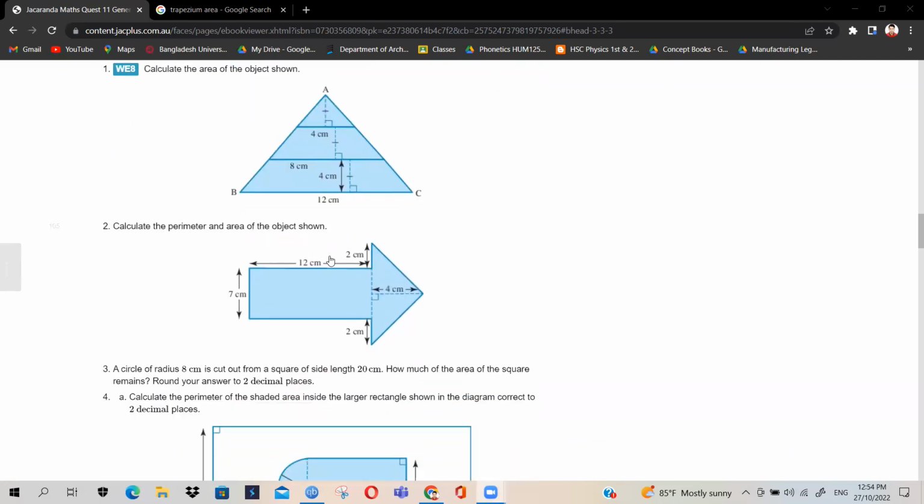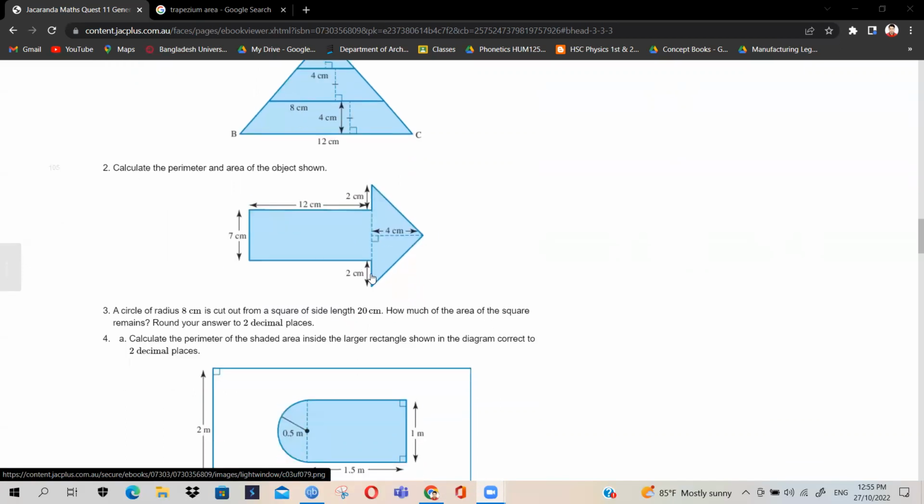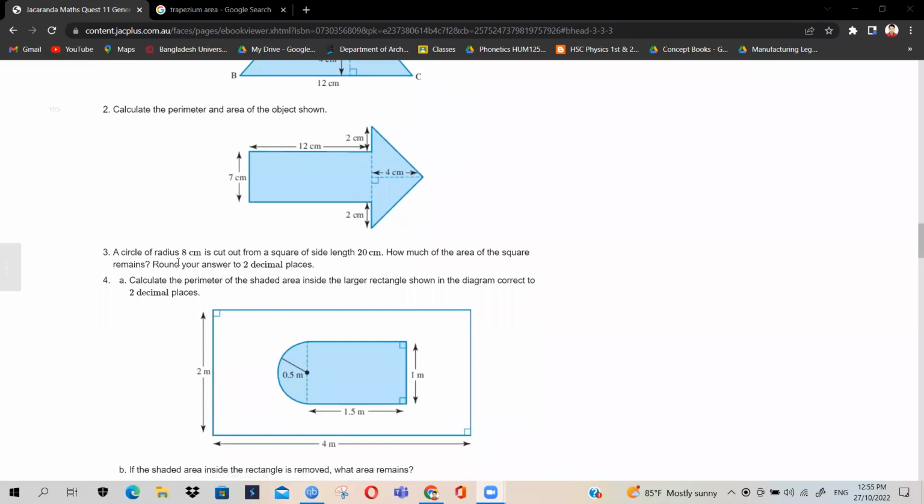Calculate the perimeter and area of the object shown. Very easy. Consider this arrowhead to be a triangle and the latter one as a rectangle. A circle of radius 8 centimeters is cut out from a square of side length 20 centimeters. How much of the area of the square remains? Round your answer to two decimal places.